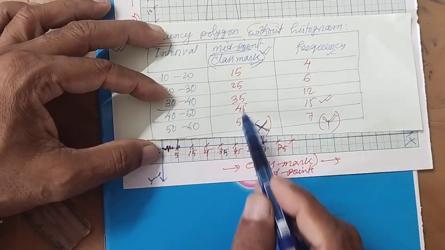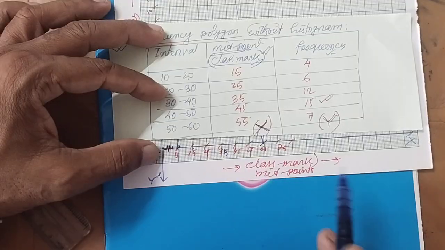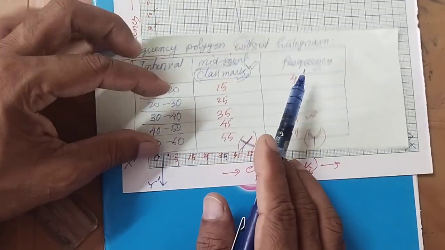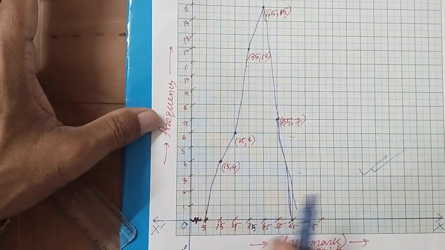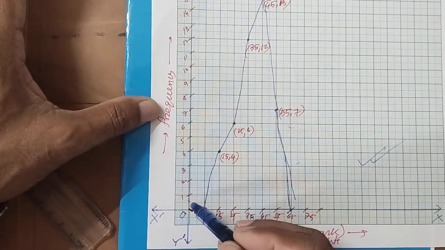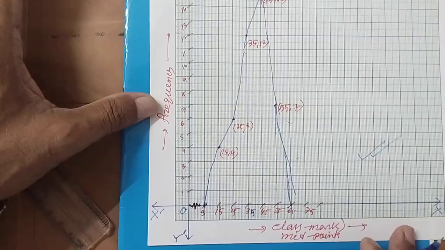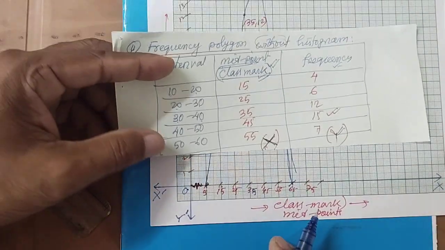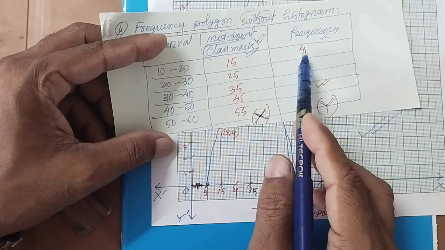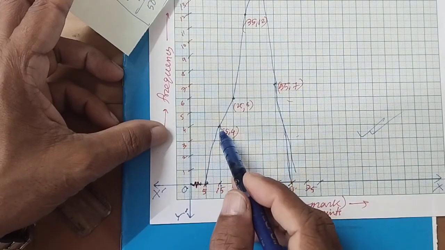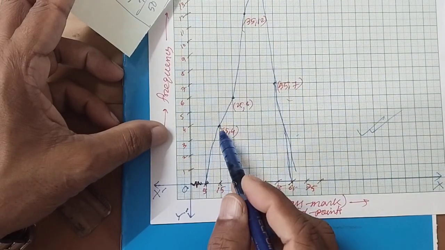So the midpoint along the x-axis is called the class mark, and the frequency is along the y-axis. The highest frequency is 15, so you have to take the scale in such a way that it accommodates it. We are taking 1, 2, 3, and it is accommodating, correct. Now see the first point, how much? 15. The frequency corresponding to 15 is 4. So at 15 it is 4.